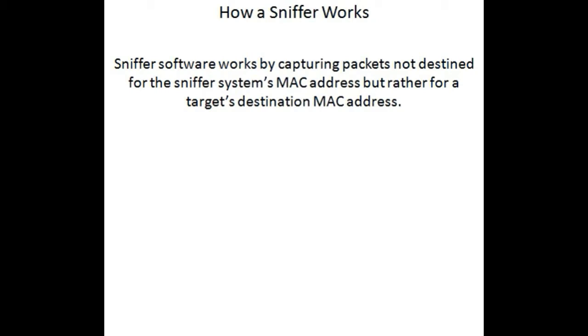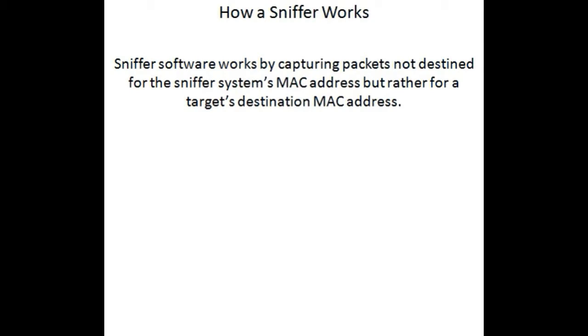Sniffer software works by capturing packets not destined for the sniffer system's MAC address but rather for a target's destination MAC address. This is known as promiscuous mode. Normally, a system on the network reads and responds only to traffic sent directly to its MAC address. However, many hacking tools change the system's NIC to promiscuous mode. In promiscuous mode, a NIC reads all traffic and sends it to the sniffer for processing.